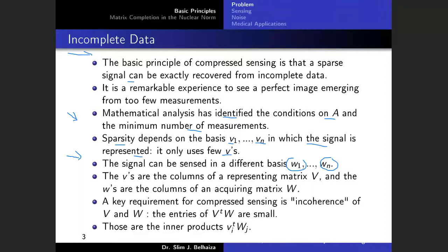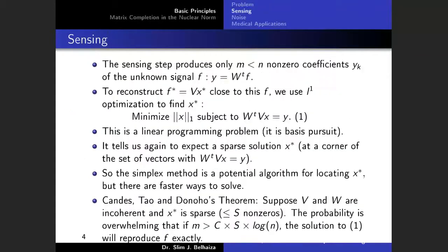The V's, in fact, are the columns of a representing matrix V, and the W's are the columns of an acquiring matrix W. A key requirement for compressed sensing is what we call incoherence of V and W, and the entries, in fact, of W transpose times V, W^T V, are small. So those are, in fact, the inner products. So I'll go through the sensing, in fact, the mathematical stuff.